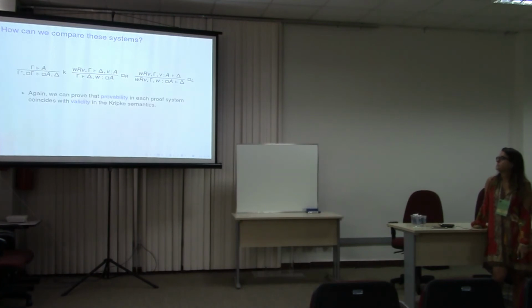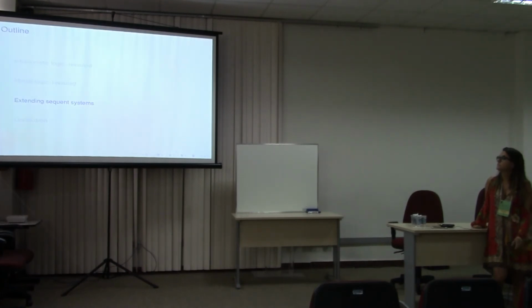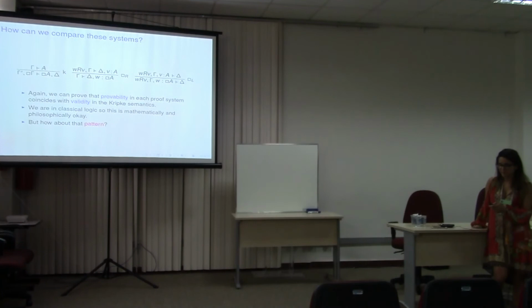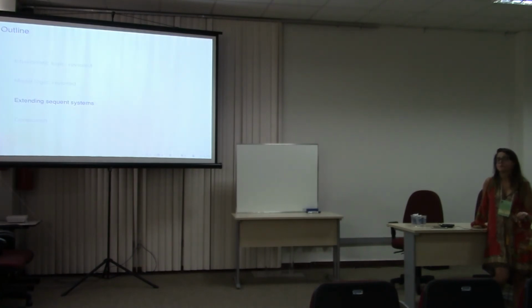Okay. There are at least two ways of doing that. One would be, again, to prove that provability in each of these systems is the same as validity in the Kripke semantics. And this is okay now because we are doing classical reasoning. But what's the pattern that I said I had about this thing? This is what I'm going to show you. How can I relate this with this, and also the case for intuitionistic logic, in the same package? For that, what I'm going to show is how to extend sequent systems.